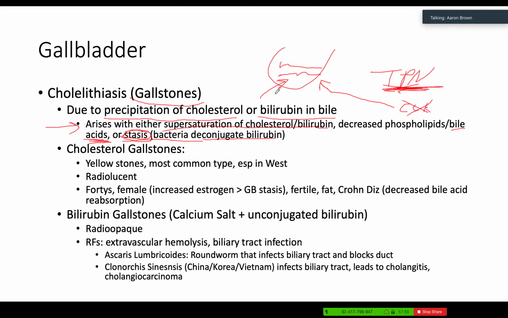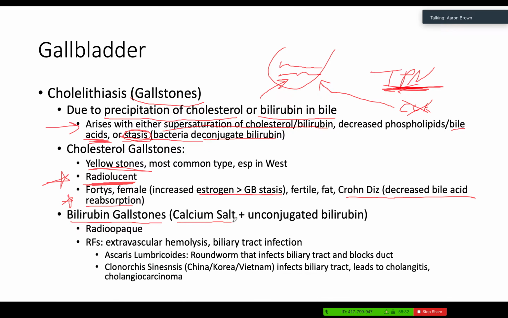So our most common type of gallstones are going to be these yellow cholesterol gallstones. These are radiolucent on x-ray, meaning you should not be seeing them on x-ray. This is important and will be described in questions. The typical mnemonic here: 40s, female, fertile, overweight, Crohn's disease with that decreased bile acid reabsorption, and increased estrogen leads to that gallbladder stasis. So this is the type of patient, and in your question stem, typically that's the type of patient that they will give you.